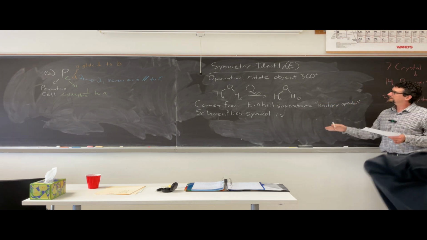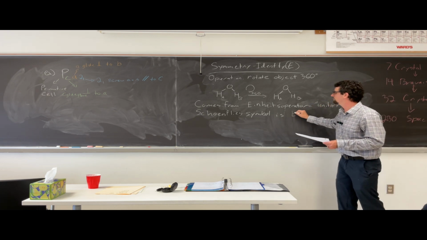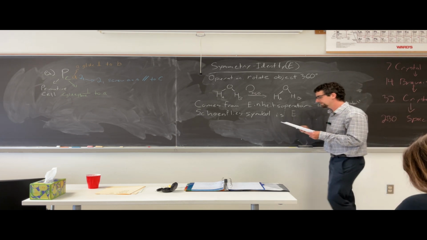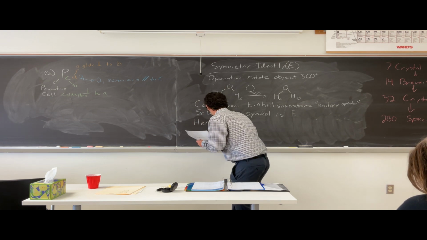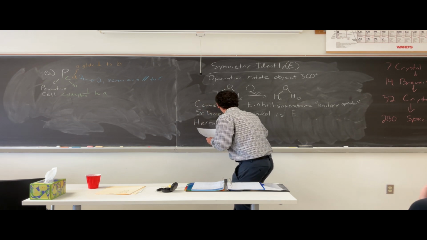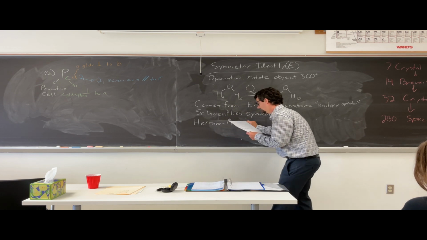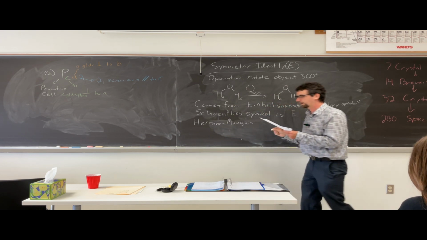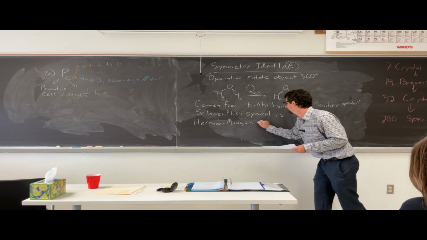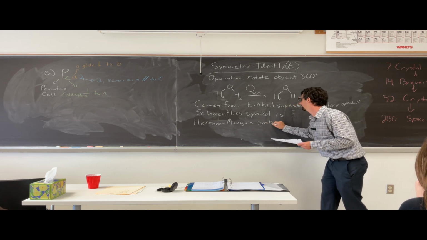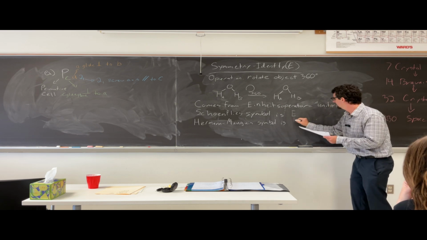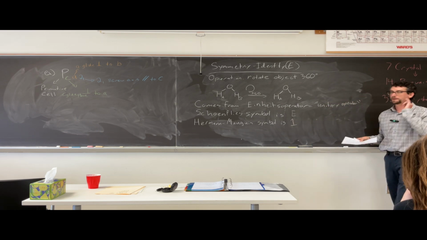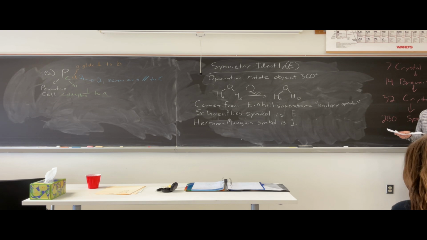The Schoenflies symbol is that E. So there are 2 different types of symbols that are utilized. The HM, which is the more common one for crystals and space groups, is 1, just the number 1.